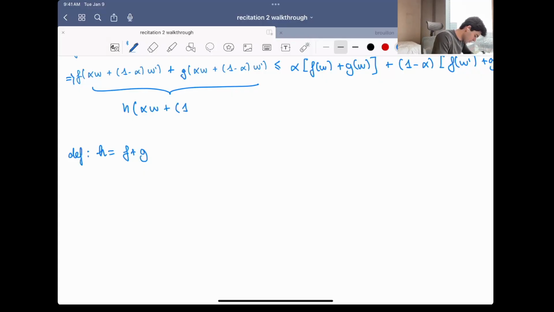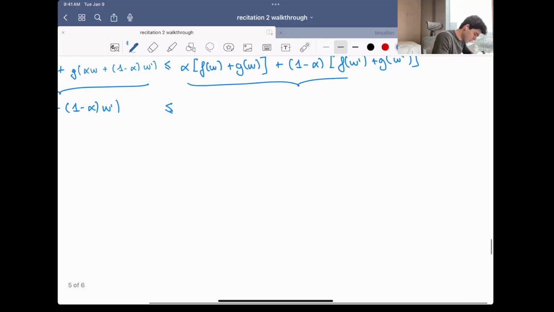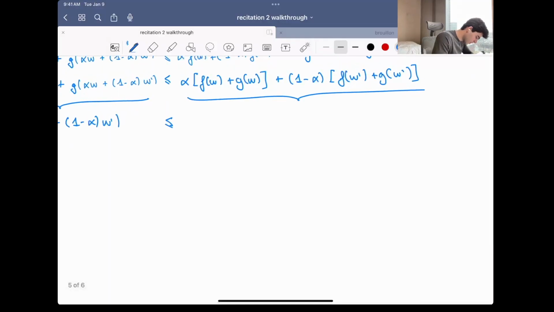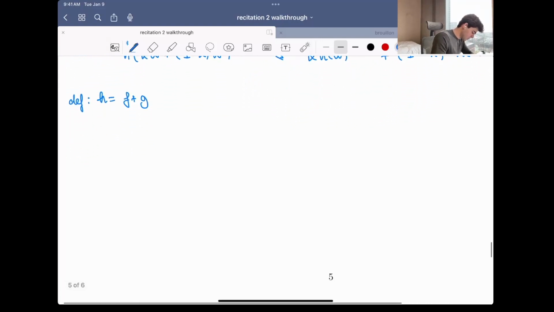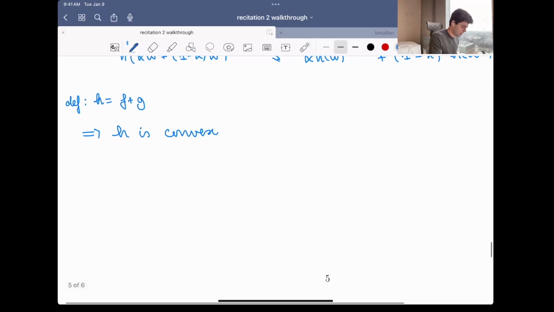of alpha w plus 1 minus alpha w prime smaller than or equal to, and this part of the inequality is also alpha h of w plus 1 minus alpha h of w prime, right? And so this means that h is convex. H, which is the sum of the two convex functions, is convex.